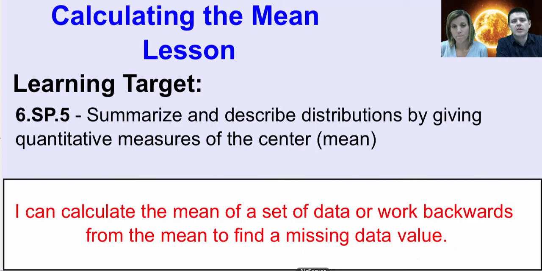This one is on calculating the mean. Another name for mean is finding the average. But here's your learning target, 6.SP.5: Summarize and describe distributions by giving quantitative measures of the center. That's a whole mouthful of what we're going to be talking about.